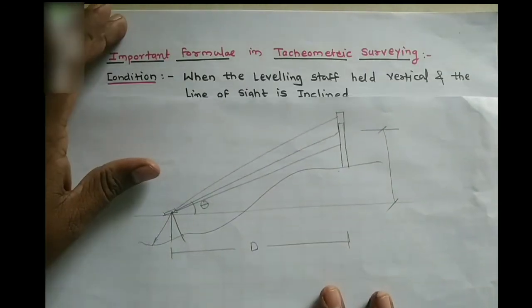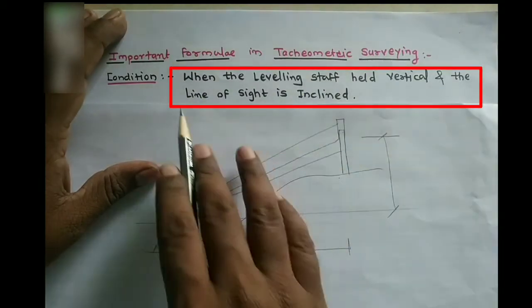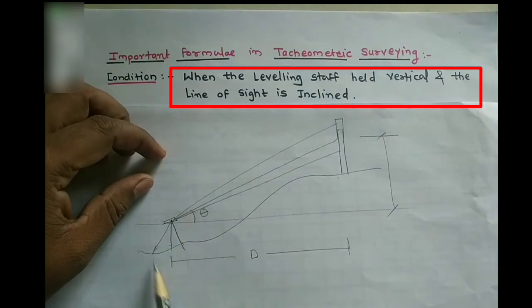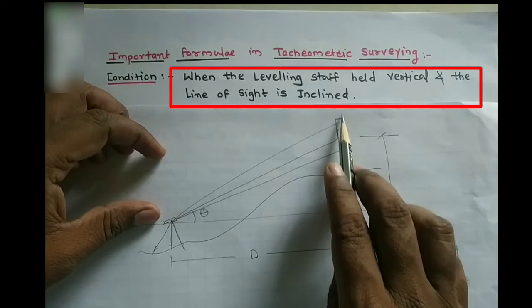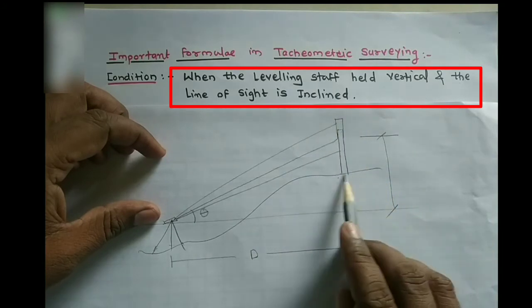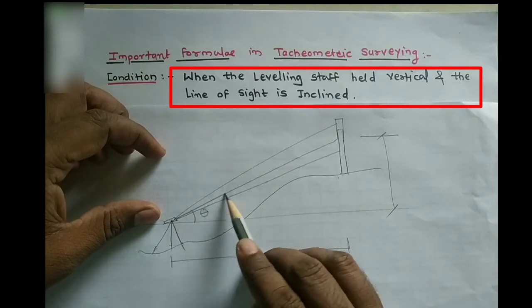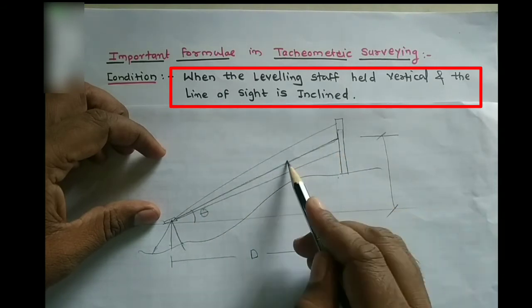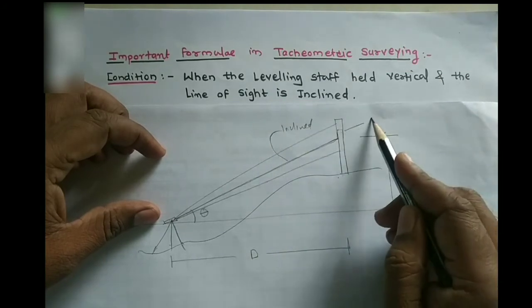So, the condition is like this: when the leveling staff is held vertical and the line of sight is inclined. Now, what is the meaning of this? Now, this is the instrument station and this is the leveling staff. Now, leveling staff is held vertical. Okay, it is held vertical and the line of sight, now this is the central hair, okay, and the line of sight is inclined and the staff is vertical.